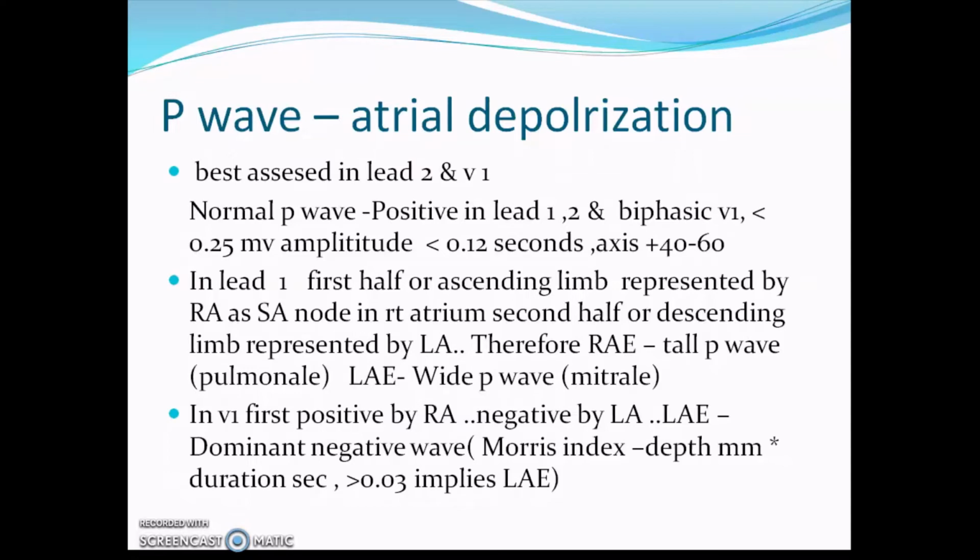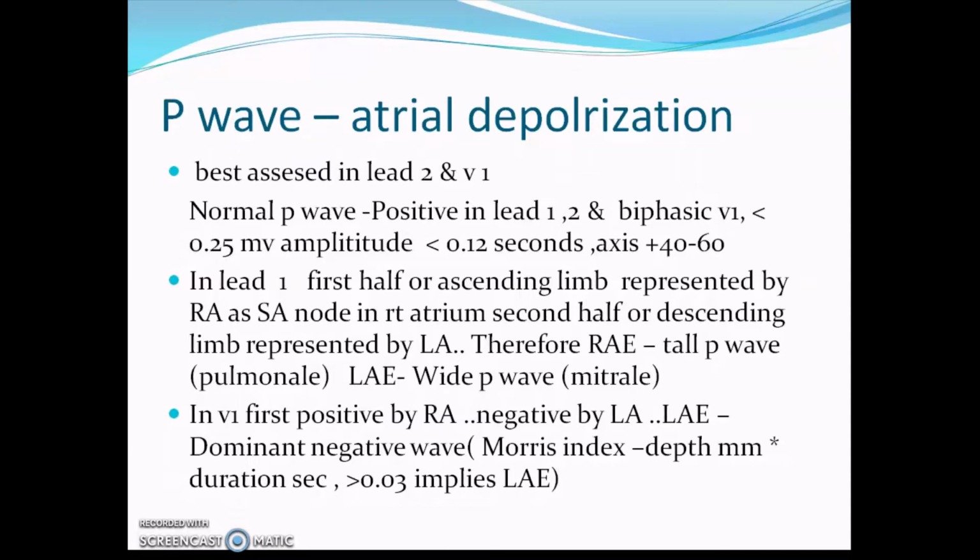So what happens in lead 1? In lead 1, the first half or the ascending limb is represented by the right atrium, whereas the terminal or the descending limb is represented by the left atrium, whereas the middle part of the P wave is represented by both right as well as the left atrium. Whenever there is a right atrial enlargement, you see a tall P wave, so it is called P pulmonale. Whenever there is a left atrial enlargement, the P wave widens, that is, increase in the duration occurs. So that is called P mitrale.